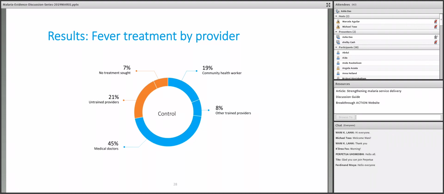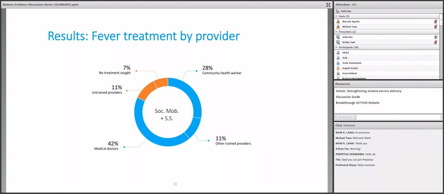So if we compare this with community mobilization, you could see, if you recall, let me take you back, from 21% untrained providers, it came down to 14%, whereas the community health worker, which was 19%, went up to 28%. And for medical doctors, it was 45%, and it came down to 40%. We could discuss the policy implications later.